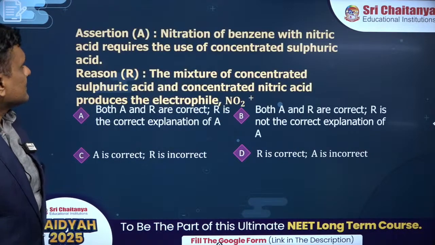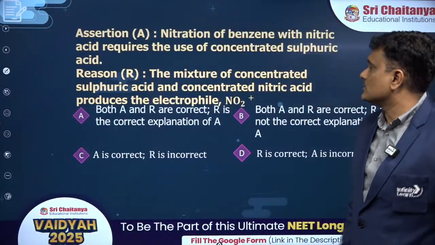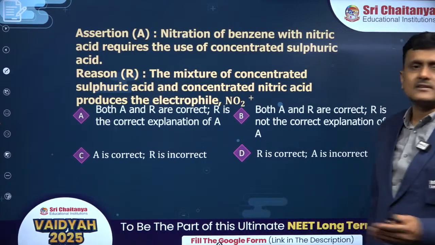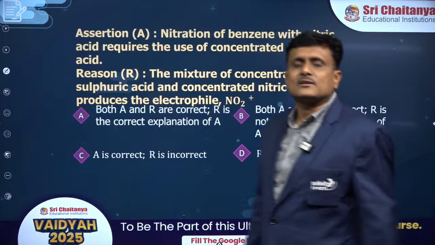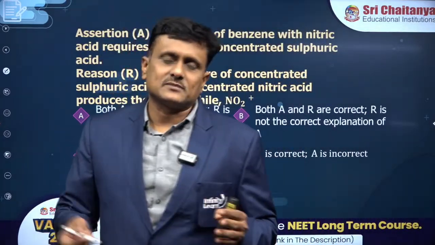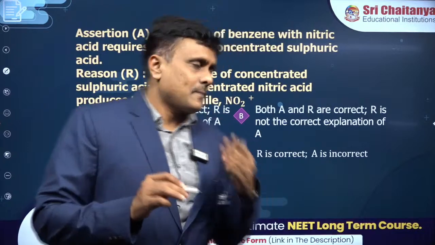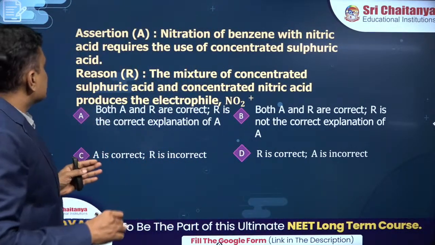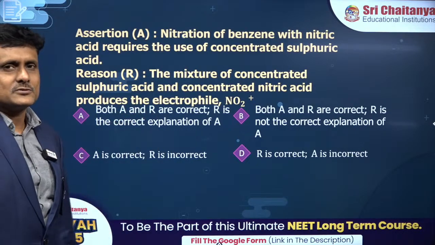Alright. Nitration of benzene. You can see we are carrying out the nitration of benzene with nitric acid, which requires the use of concentrated sulfuric acid. This is nothing but the concept of nitration. When you carry out nitration, you will be using the nitration mixture, which is obviously the mixture of concentrated HNO3 and H2SO4. Now, what does it say? The mixture of concentrated HNO3 and H2SO4 produces the electrophile NO2+. Looks to be alright, isn't it?